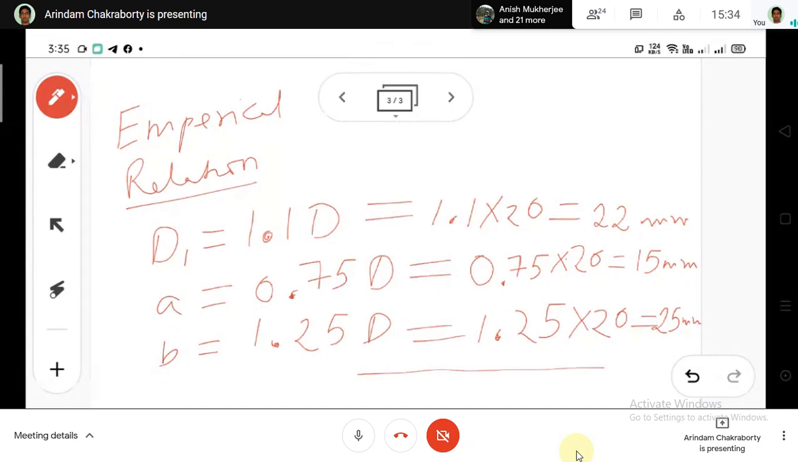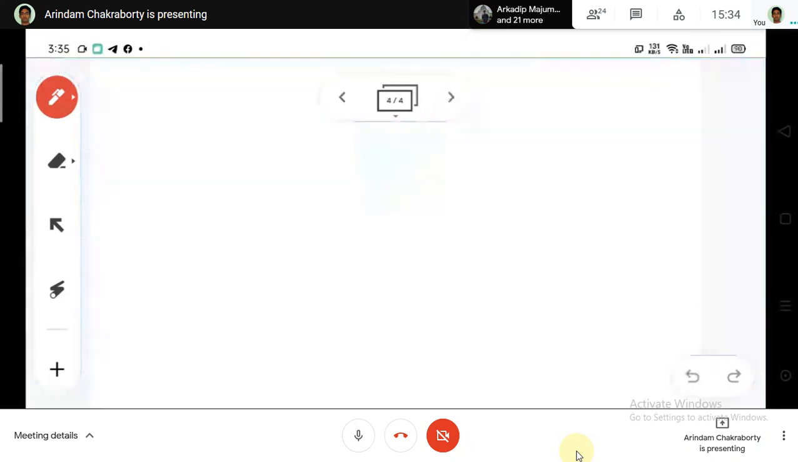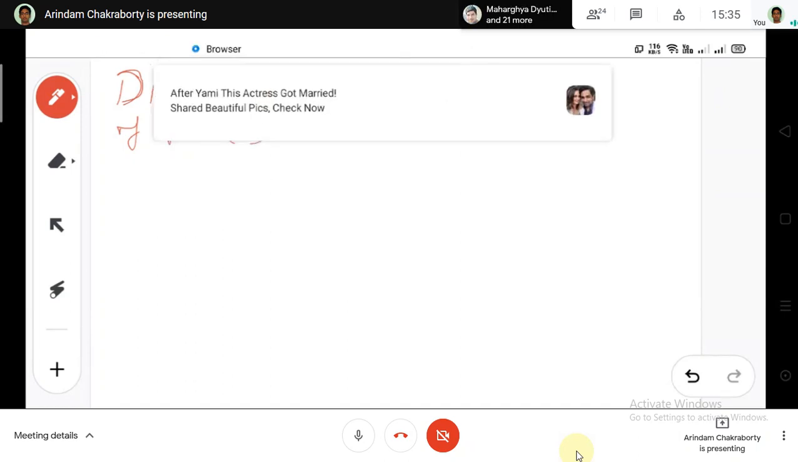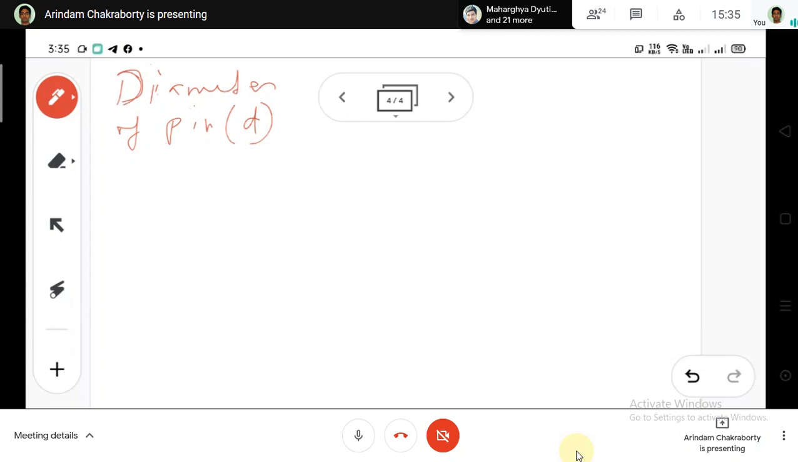Now the next part is the diameter of the pin, which is considered as small d. What you have to do is make one table. What would be the table? I am showing you.